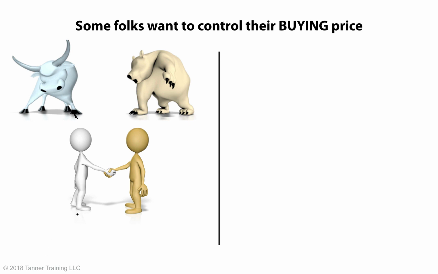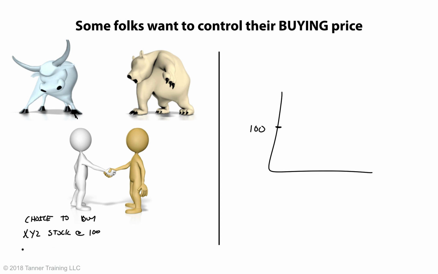So maybe this person right here wants to control the price at which he can buy this stock. So he says, I want the choice to buy, we'll just call it XYZ stock for now. I want the choice to buy it at, let's just say it's $100. So let's just put a graph up here where the stock's at $100. And I'd like to do that anytime between now and 60 days, 2 months, whatever it is. It could be anything, 60 days.